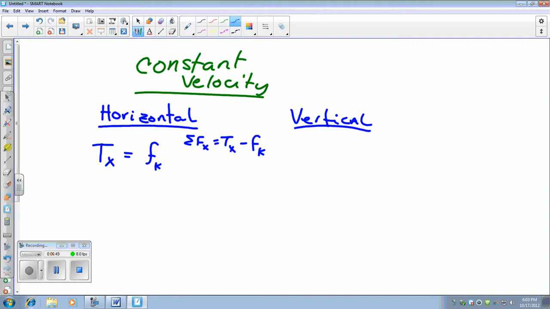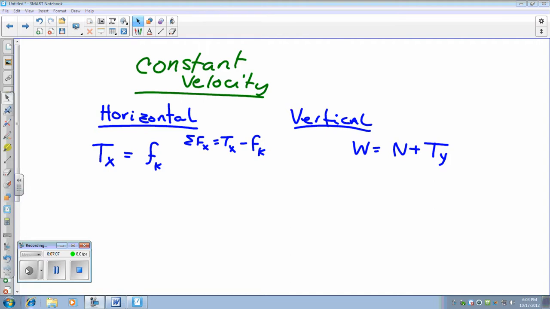Let's think about the vertical component now. In the vertical component, we have the weight working downward, and then we have the normal plus the tension in the vertical direction. Those two add up to equal the weight. Well, we can begin to simplify a few things right away.